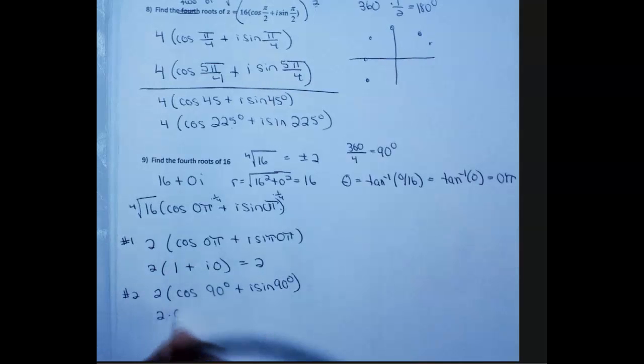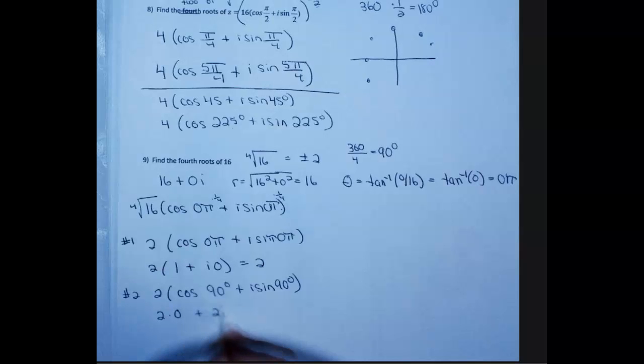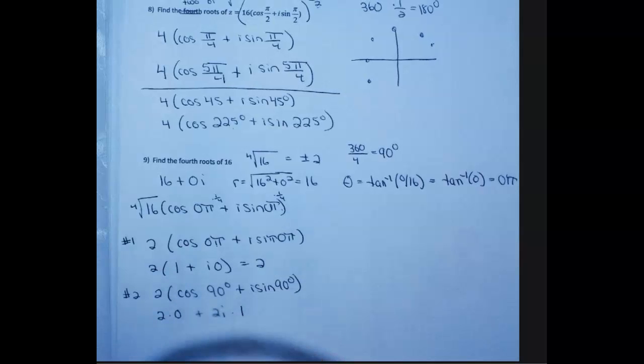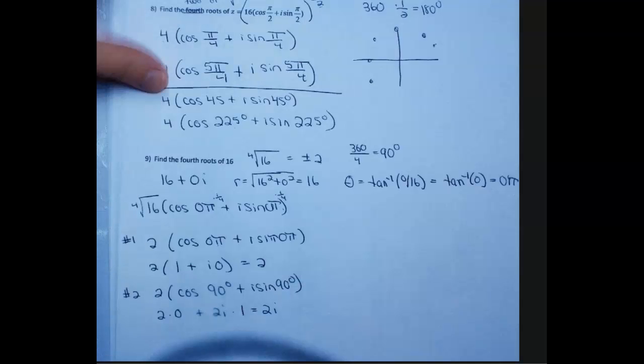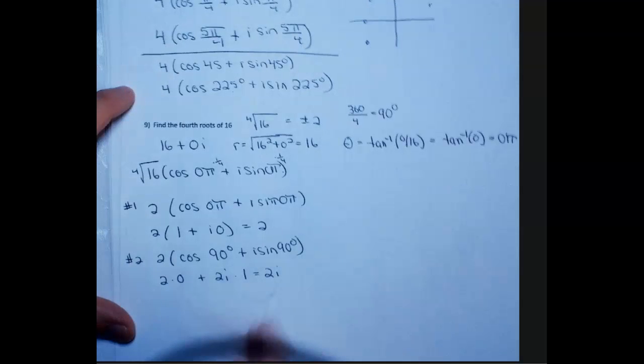Cosine of 90 degrees is 0. Sine of 90 degrees is 1. Take a look at what you have. You've got 2I for your next root. Probably not one that you would come up with on your own, but we could verify that it actually checks out.